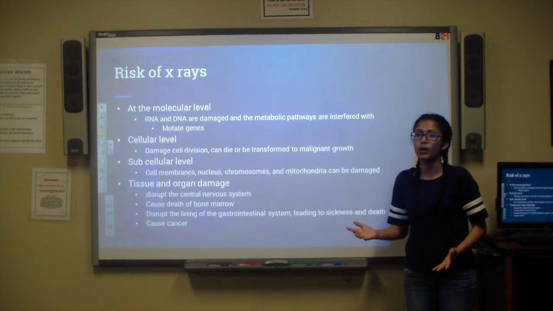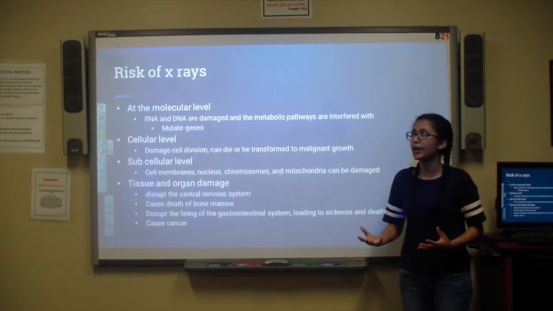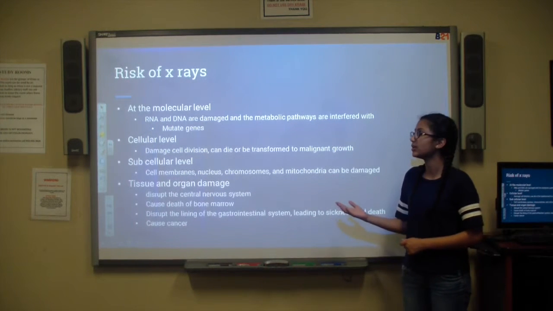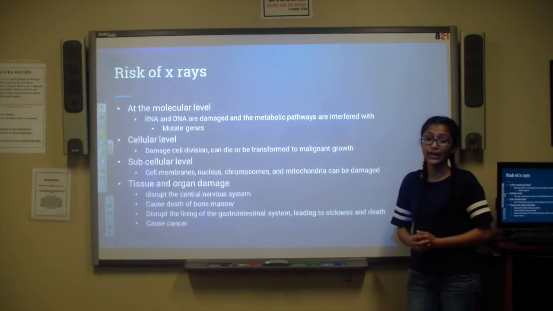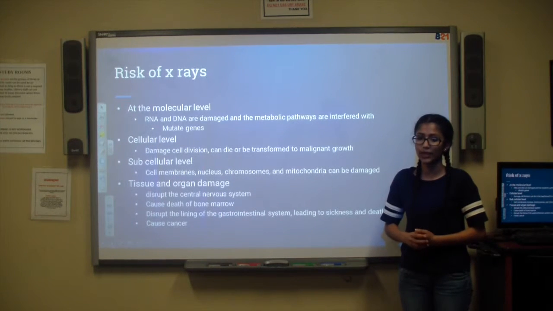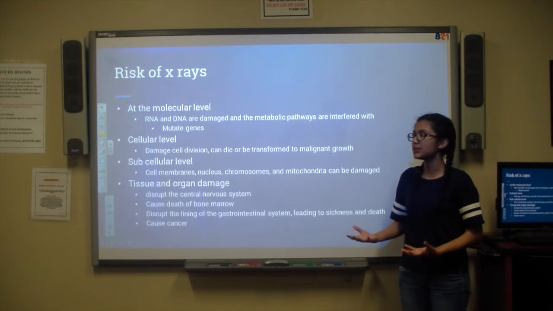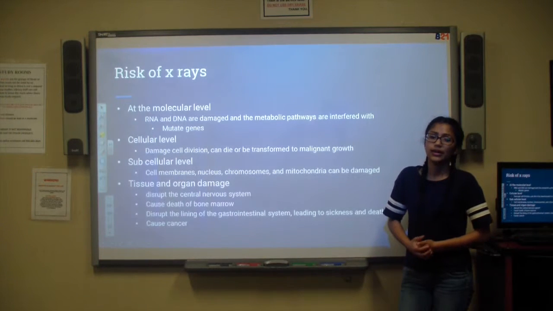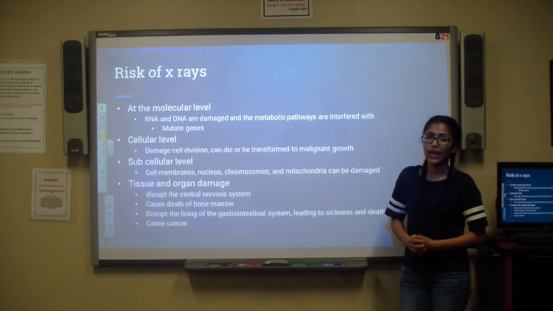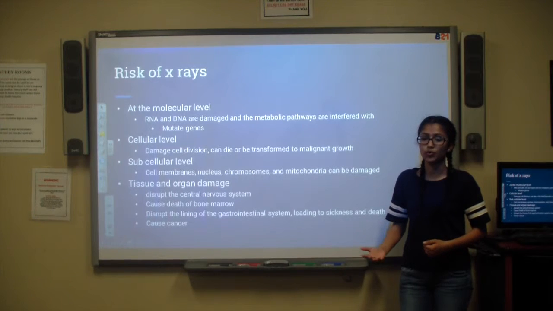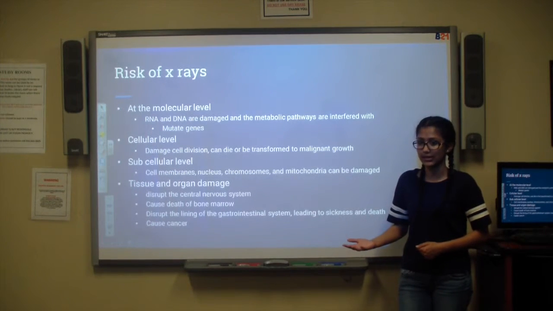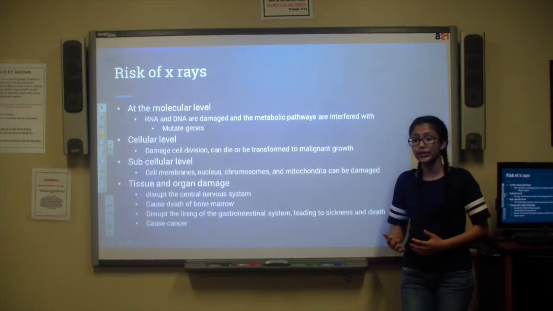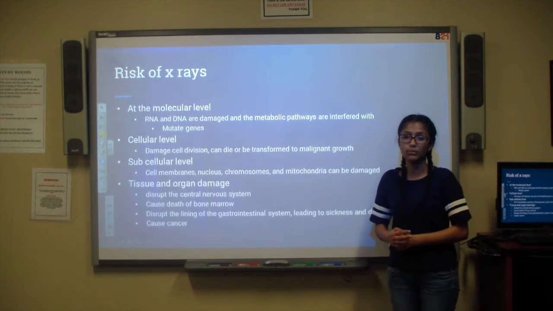So as we mentioned before, because X-rays contain such a high amount of energy, there are many risks that come with having X-rays done. At the molecular level, RNA and DNA can be damaged and the metabolic pathways are interfered with. As a result, our genes can get mutated. On the cellular level, X-rays can damage cell division and it can cause our cells to die or be transformed to malignant growth, which translates into cancer. On the subcellular level, cell membranes, nucleus, chromosomes, and mitochondria can be damaged.